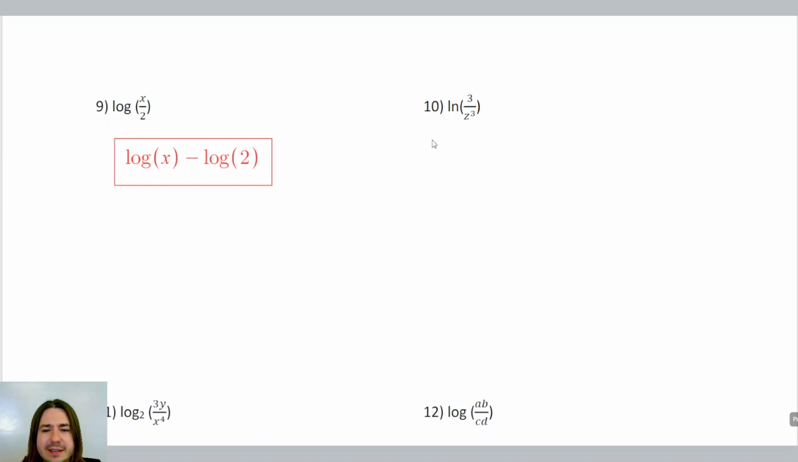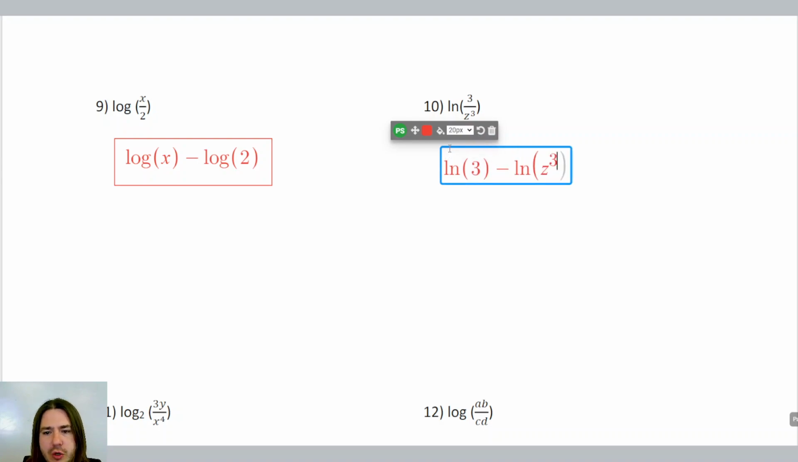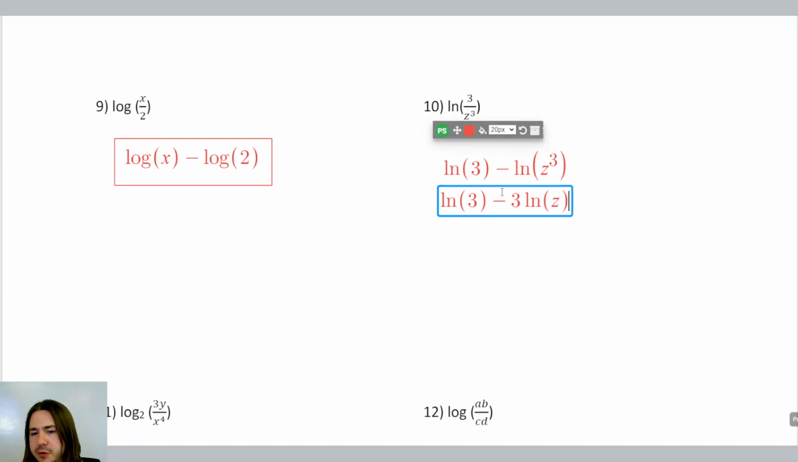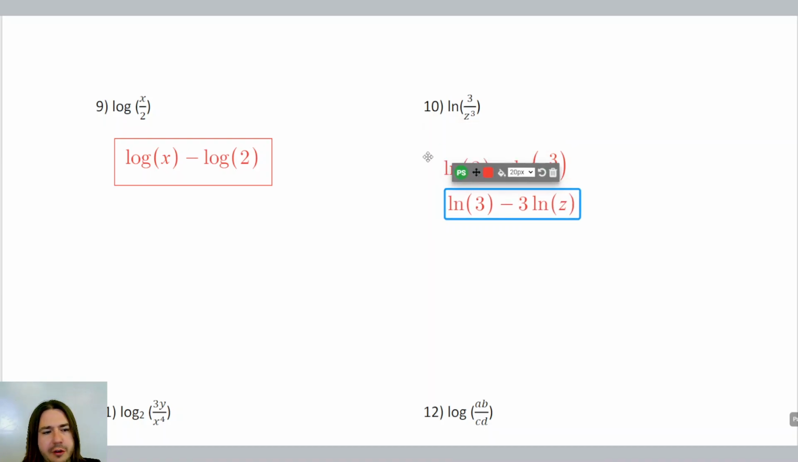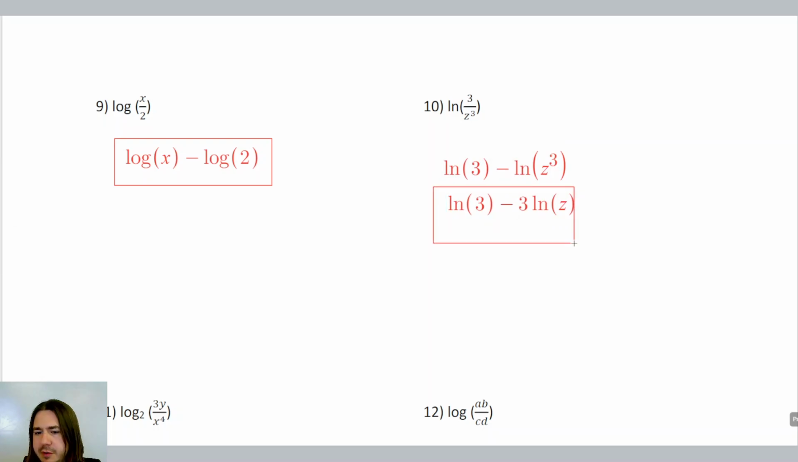Number 10 is going to be similar. We're going to have the natural log of 3 minus the natural log of z cubed. However, we do want to expand it a little bit more. We want to take this exponent and write it right here. So this is going to be the natural log of 3 minus 3 times the natural log of z. And neither of those terms can be simplified any further, so that's going to be our answer for number 10.